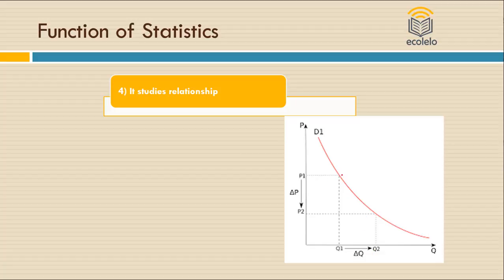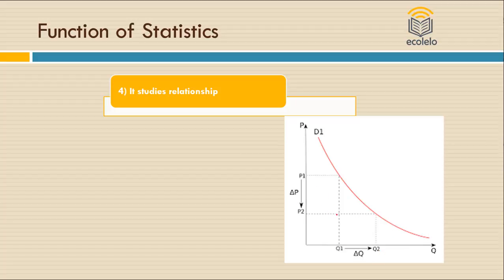If you join these 2 points, it becomes a downward sloping curve. When we study microeconomics, this curve is basically the demand curve. As of now, you only need to know that first you collect data. At price P1, Q1 is demanded. At price P2, Q2 is demanded, right?